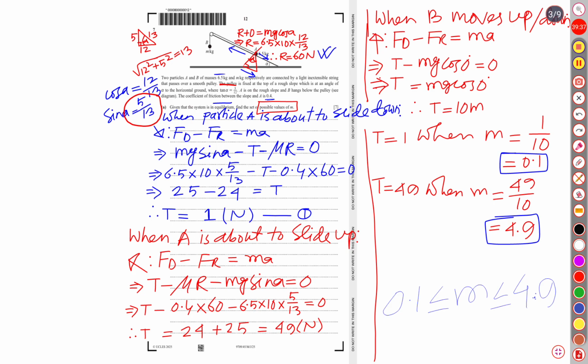In these two cases, two values have been obtained for B. If the mass of B is less than 0.1, then it would slide up. If the mass of particle B is more than 4.9, then it will slide down, I mean move down. That's all about these two solutions.